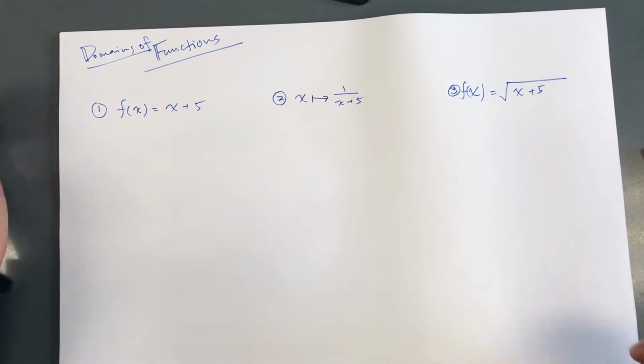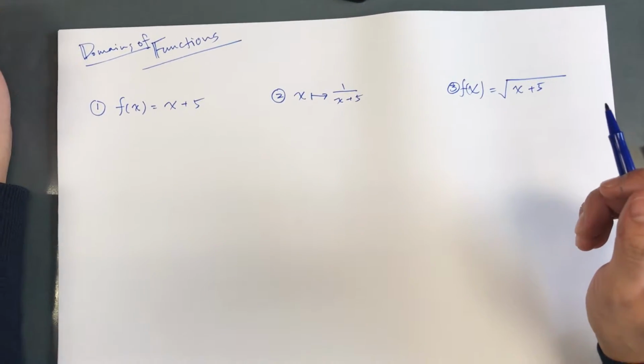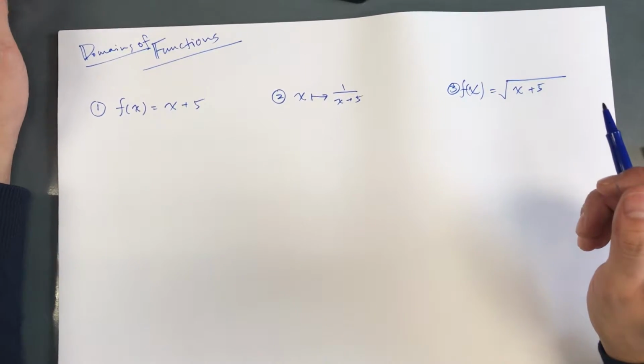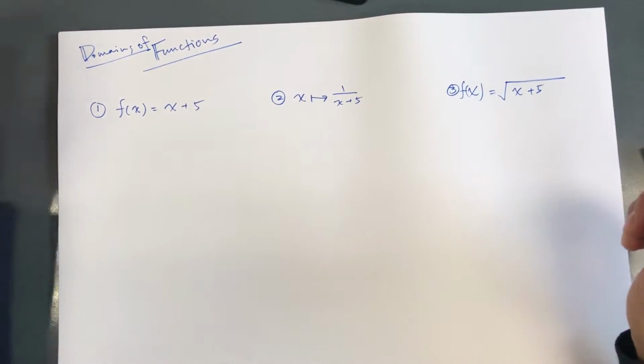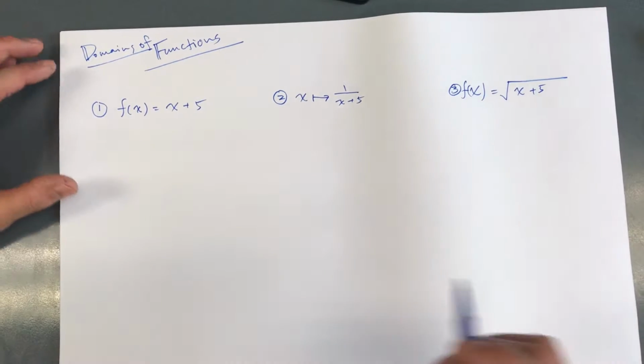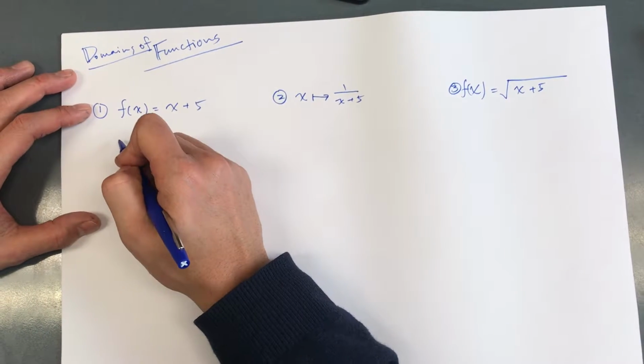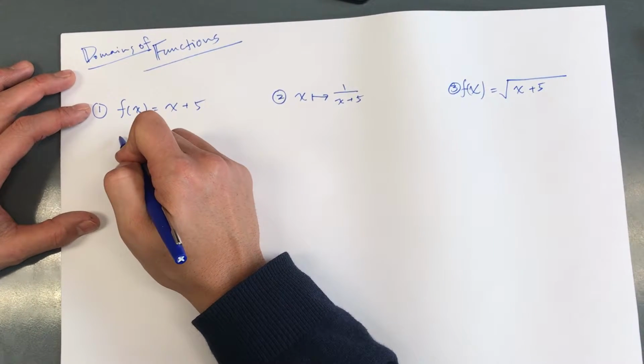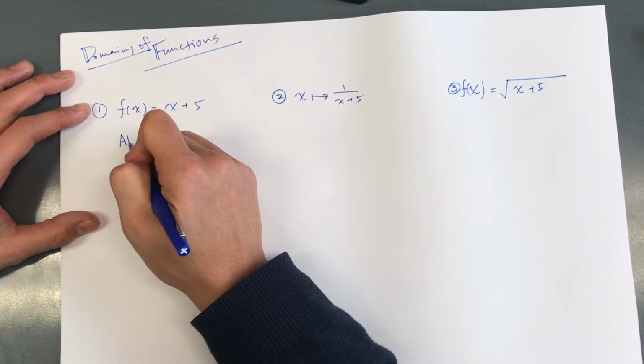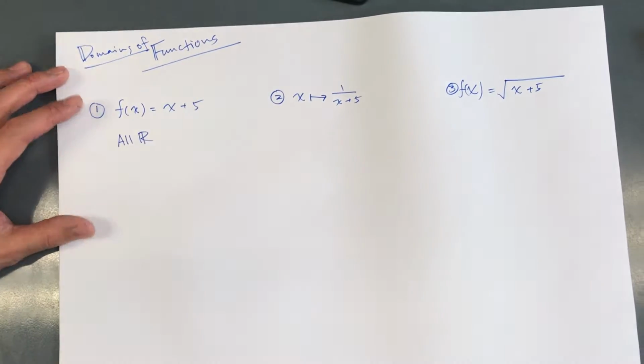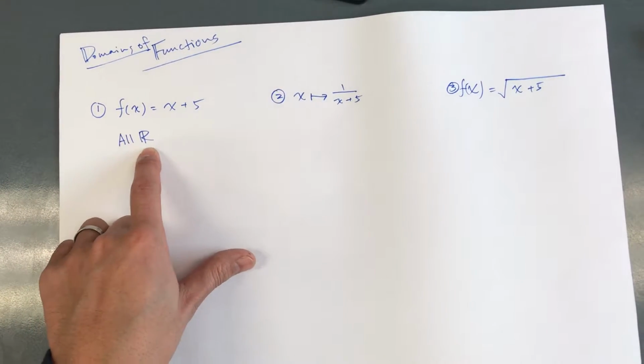You know, it could be a crazy number like pi, or the mathematical constant e, or integers or fractions, or any number you want, right? So the domain of this function is going to be all real numbers. That's the notation for real numbers.